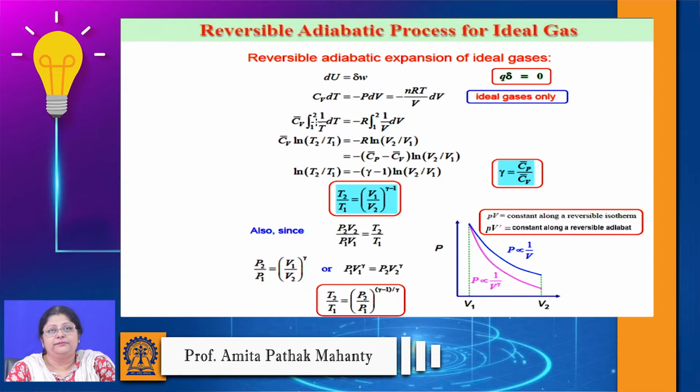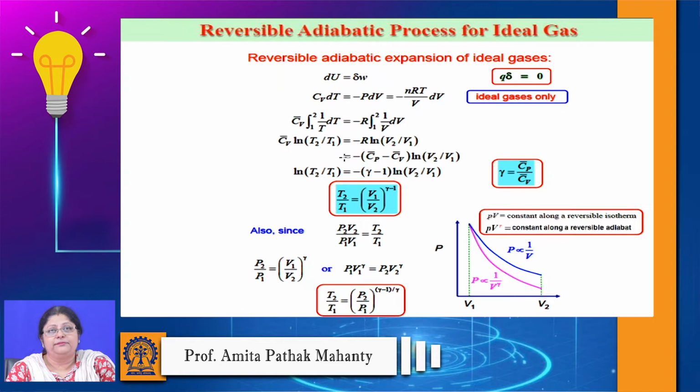If I take T down to this side, then I have 1 by T dT into CV. Here I have R, since I have divided throughout by n, so this is going to be the molar CV, and this is going to be R. So I have 1 by V dV. Now I can do the integration, and I have CV, the molar specific heat at constant volume, ln T2 by T1 will be equal to R ln V2 by V1.